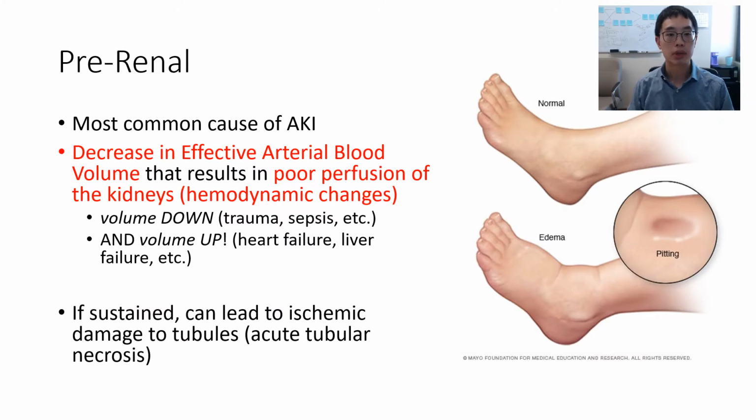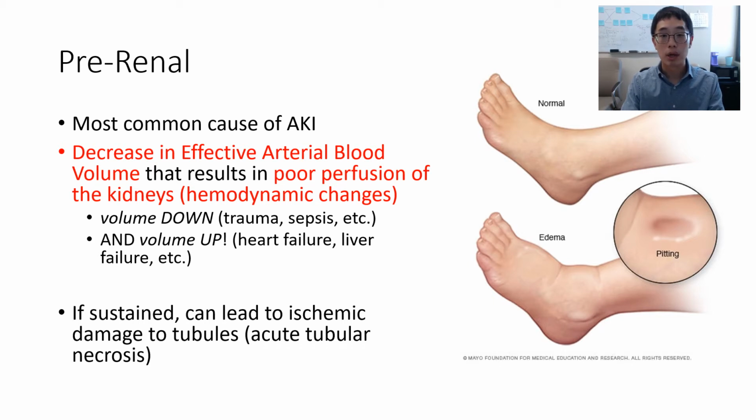So let's talk about pre-renal. Now, pre-renal etiologies of acute kidney injury are the most common causes of AKI. And again, this is usually a result of a decrease in effective arterial blood volume that results in poor perfusion to the kidneys. Now remember, a lot of times we think about these as volume down states, trauma, sepsis, blood loss, things like that. But remember, volume up states or hypervolemic states can also cause a decrease in effective arterial blood volume. For example, heart failure patients.